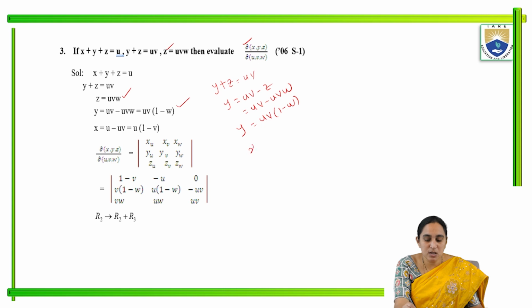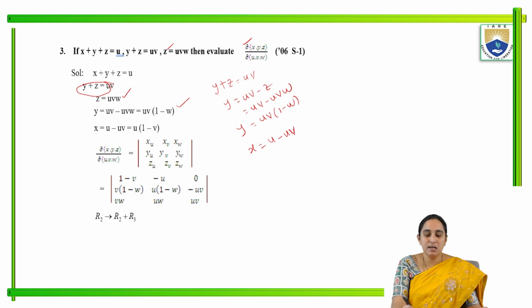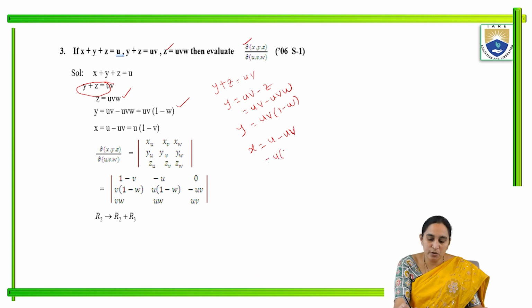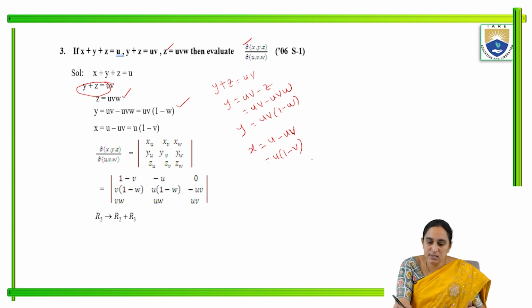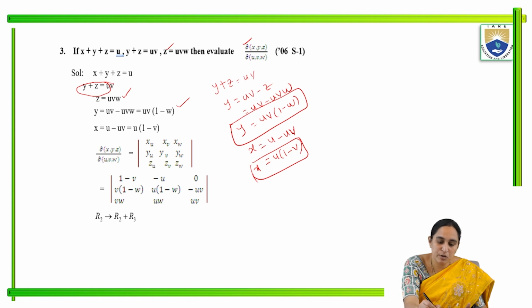Similarly, x also I'll take in terms of u, v, w. That is, x is equal to u minus (y plus z). From that second one, y plus z is equal to uv. That means x is equal to u minus uv, that is u into 1 minus v. Once observe, now x is u into 1 minus v, and y is uv into 1 minus w, and z is uvw directly.